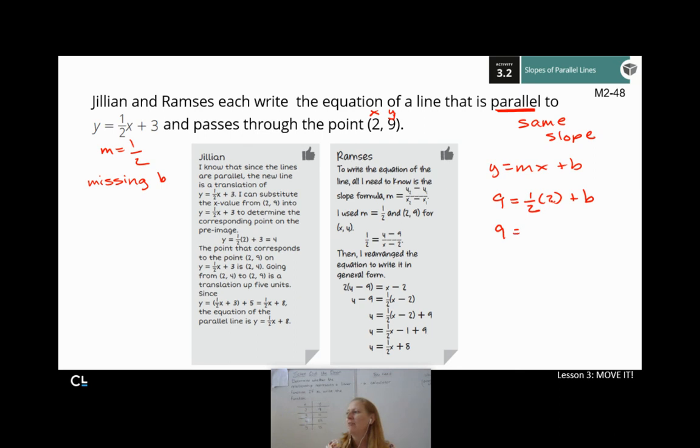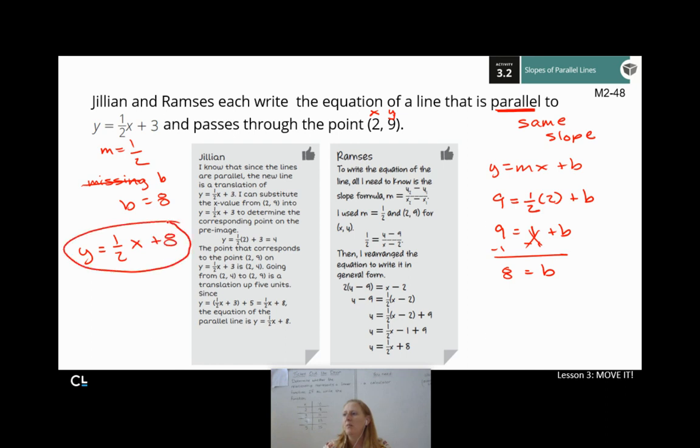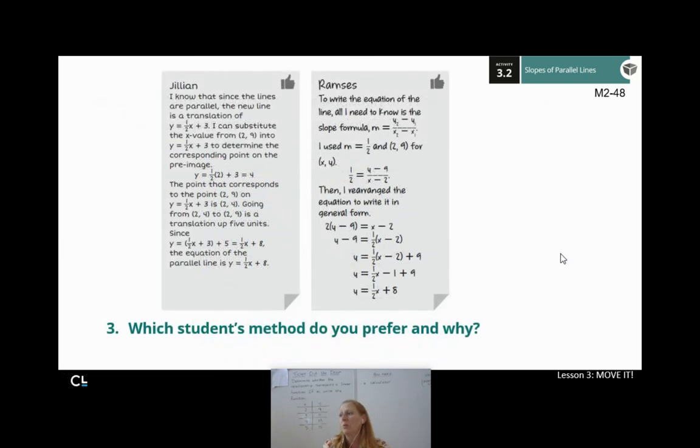So let's keep it simple. 1/2 of 2 is 1. Oh, that worked out nice. If I subtract 1 from both sides, I get 8. Look, you just found your y-intercept. So we can write the equation: y equals 1/2 x plus 8. Yay. Now, Ramses's method also works. If you want to take a read through, that's totally fine. I like Jillian's method best. I find it's pretty direct and straightforward.